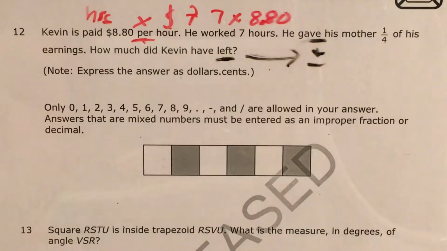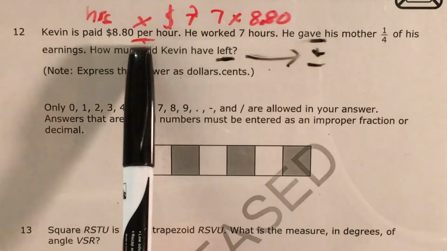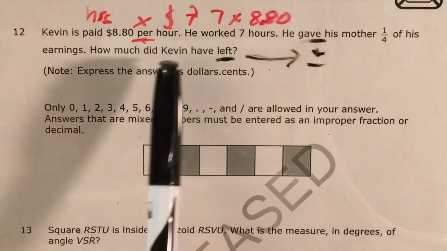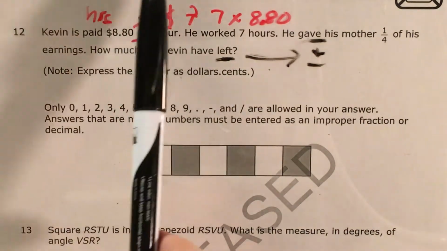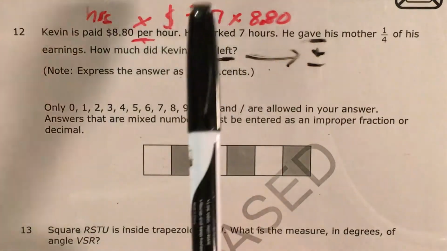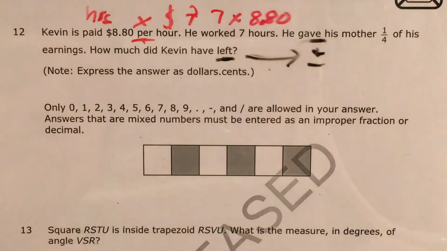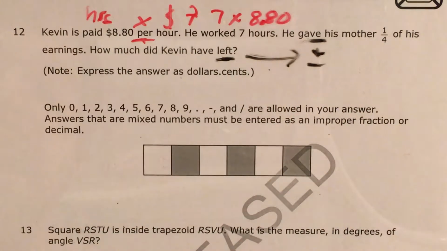This is Mr. W. Today we're going to tackle question 12 in the 7th grade math questions that North Carolina released this past school year. The question tells us that Kevin is paid $8.80 per hour, and I've pointed out that per means multiply, along with the word each or the word every. So we'll be multiplying the hours he worked times the money he made. If he worked 7 hours, then that's 7 times $8.80. He gave his mother 1/4 of his earnings, and we're supposed to figure out how much Kevin had left.